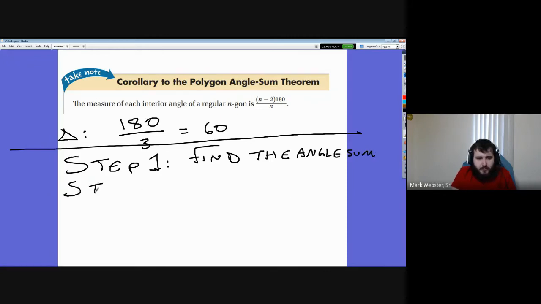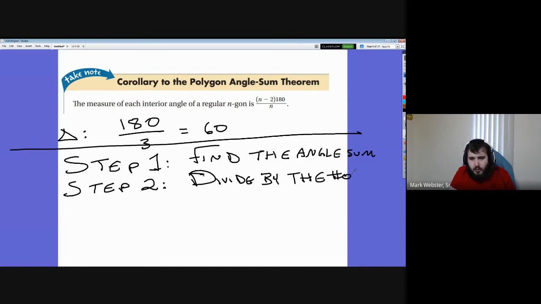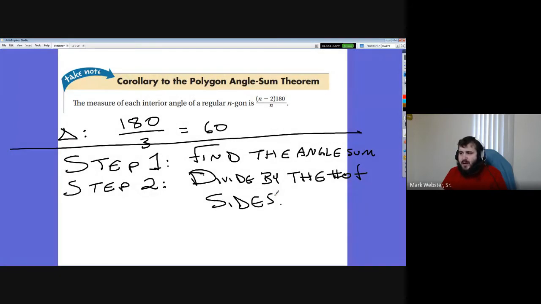Step 2. Divide by the number of sides. I'm taking extra special time with this because, and I'm telling you in advance that this is going to happen, some of you are going to be sad when it happens because you weren't listening.